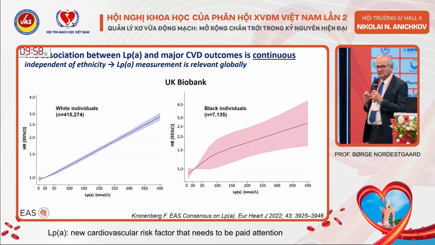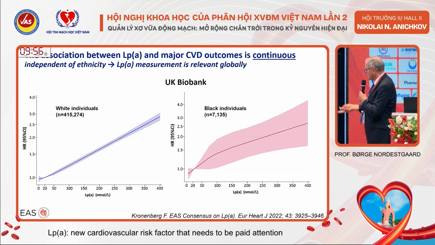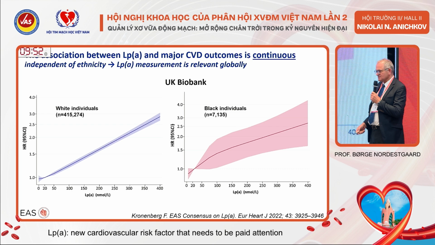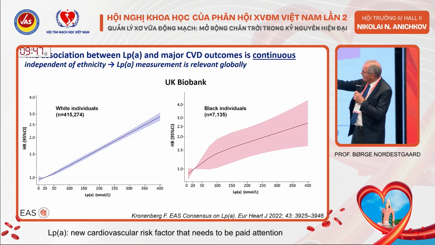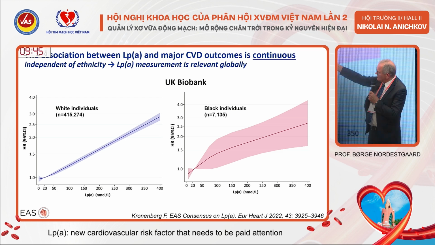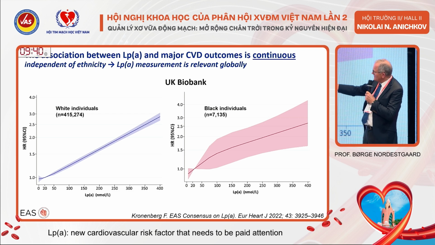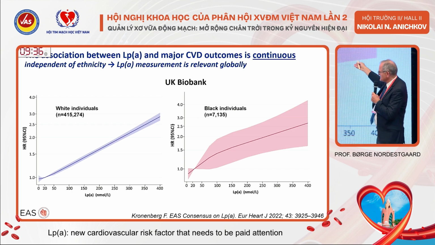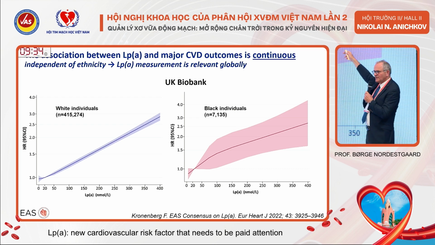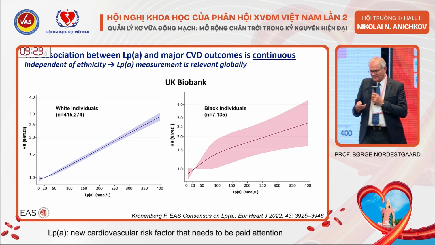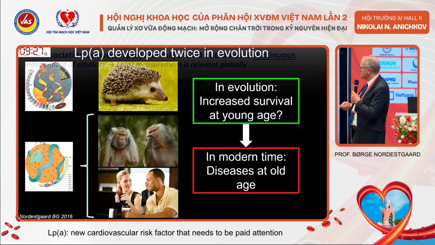Here's just some data from the UK Biobank, from the recent European Atherosclerosis Society consensus statement coming out in 2022, with Florian Kronberg as 4th author. On the y-axis is the hazard ratio for coronary heart disease with high Lp(a). You can see the higher the Lp(a), the higher the risk. The red one is for blacks. It just has a wider confidence interval because there are fewer blacks living in the UK than whites. That's the only difference, but it's the same association.